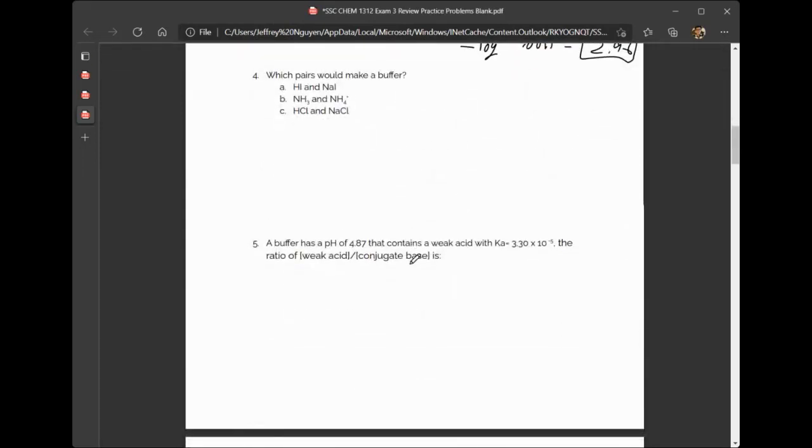Okay, so next question is which of this pair would make a buffer? So buffer as from the PowerPoint.